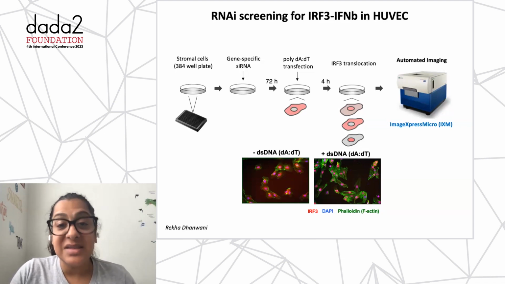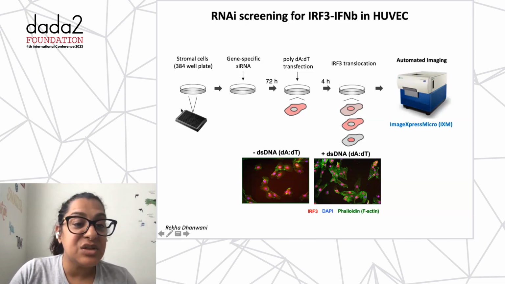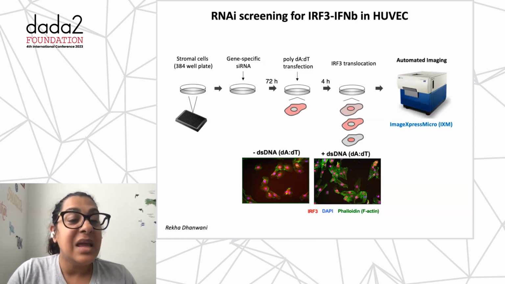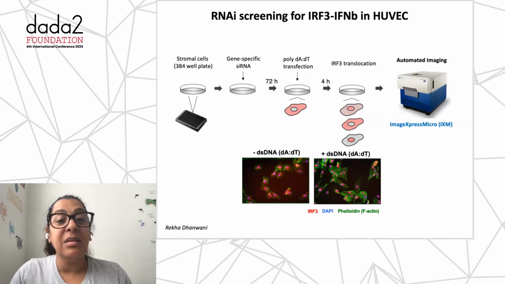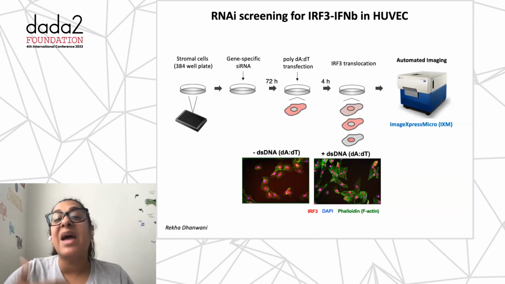To identify new gene and protein regulators of this pathway, we set up an RNA interference or loss of function genetic screening experiment. How we do this is we plate stromal cells, in this case, primary human endothelial cells, in 384 well microplates. We deliver gene-specific RNAi to interfere with the expression of each gene or protein in a well. And after 3 days, we activate the cells with viral DNA in order to activate the interferon beta system.